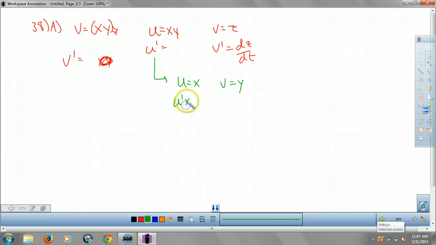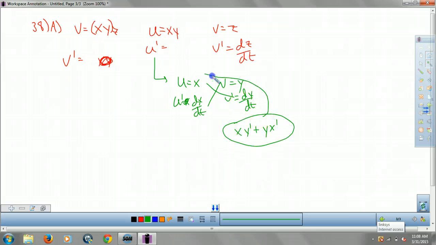So u prime is dx over dt. V prime is dy over dt, right? I'm going to use primes for the rest of this, so just deal with it. So you get x y prime plus y x prime. So that's our u prime, right?